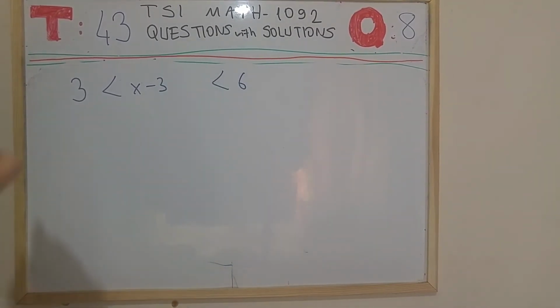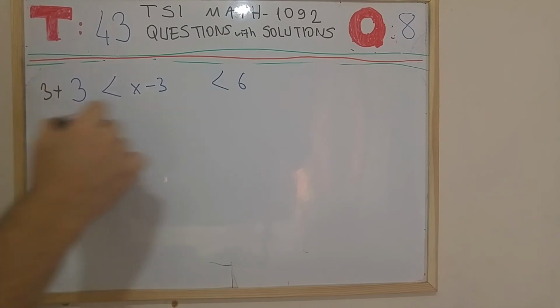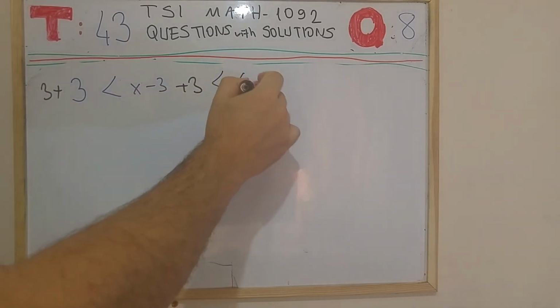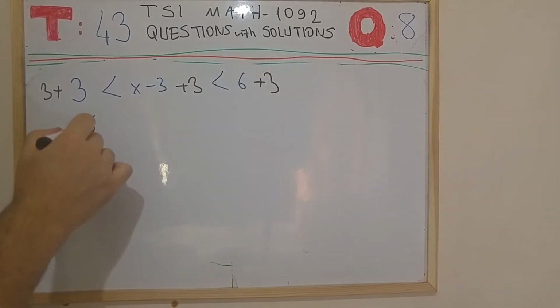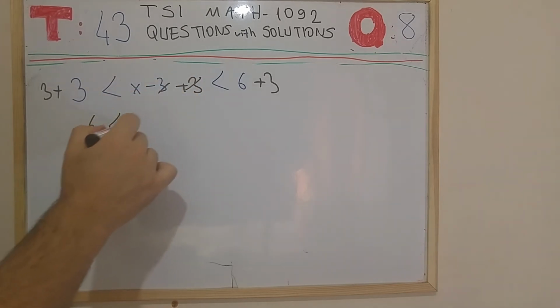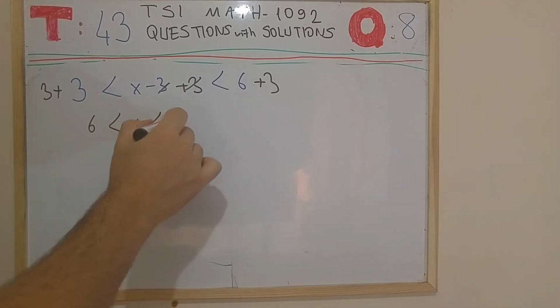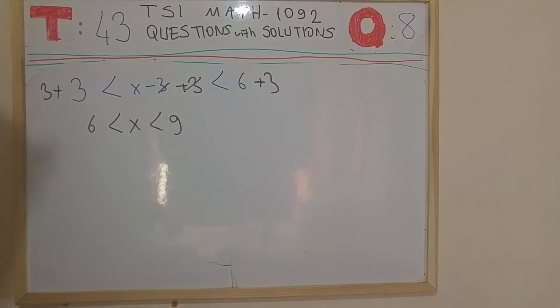Let's add 3 to every side. This is going to be... Now what we have is 6 here, and we have x here, and we have 9 here. This is the solution.